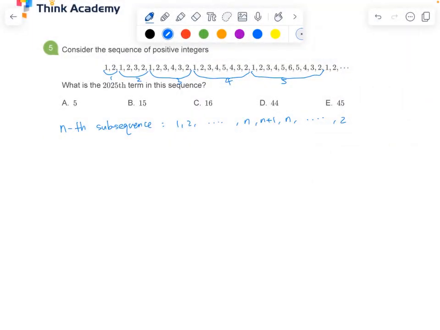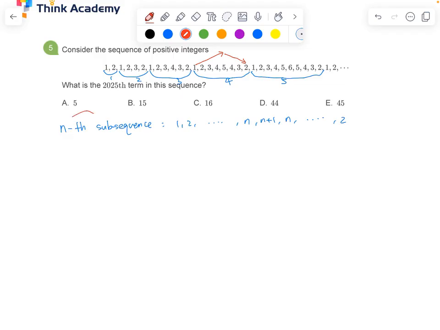So first, let's observe the sequence. I can see that I can separate the whole sequence at each one into some subsequences, okay? And what is the shared pattern of each subsequence? First, it would always start with 1 and keep increasing by 1 up until the maximum of this subsequence, and then it would decrease by 1 until 2.